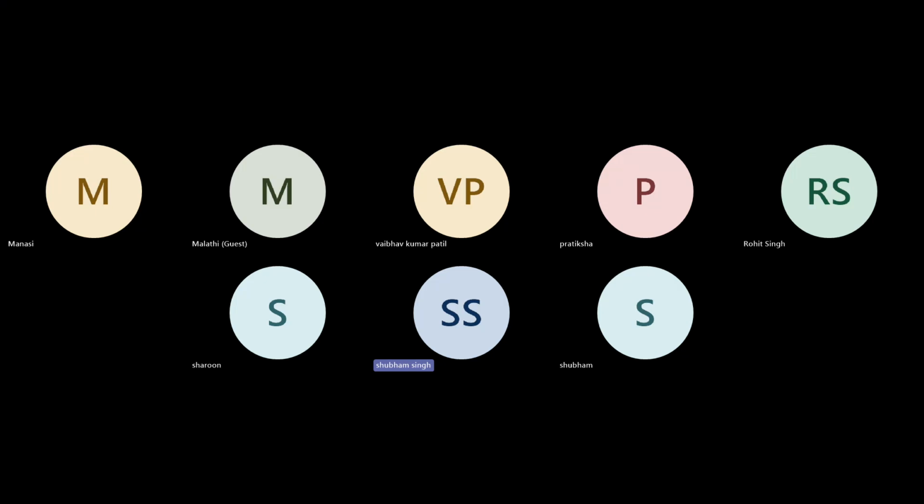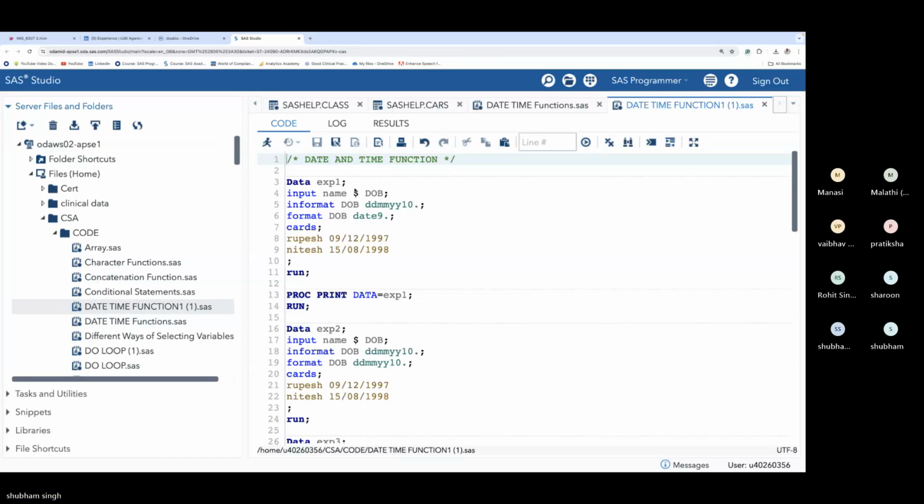Likewise, we have seen in the past character and numeric, same way date functions. So guys, on the third row, we have written data. What's the purpose of writing data? Creating a new data set, EXP1, the data set name, and a semicolon to close the data statement.